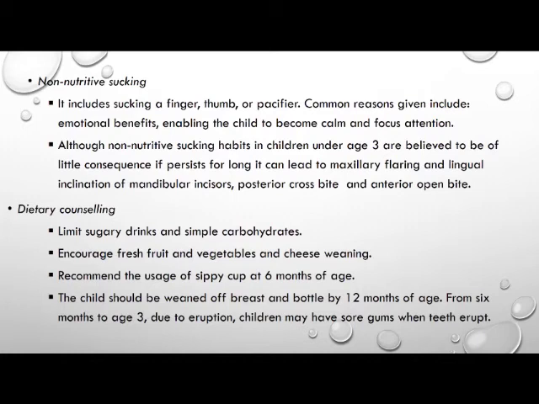and anterior open bite. In dietary counseling, you definitely want to talk about limiting sugary drinks and simple carbohydrates. It's not only good for the teeth, but also for their overall health and well-being. You want to encourage eating fresh fruits and vegetables, and definitely cheese, because cheese is great for teeth. Recommend the usage of a sippy cup at about 6 months of age. We prefer that the child is weaned off the breast by 12 to 14 months of age.